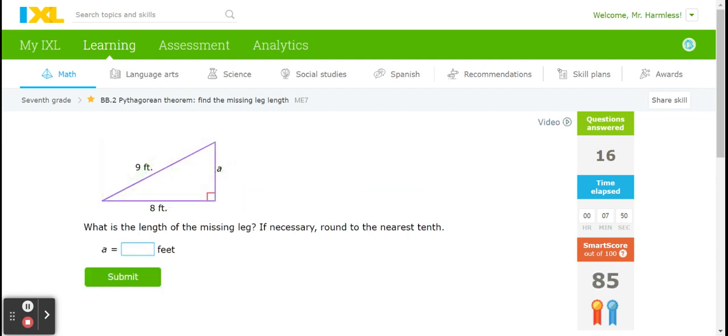And like I said, you can stop at the smart score of 80, but it doesn't look like you're going to get any that are more difficult until after that anyway. So I hope that you do well and get this all done.